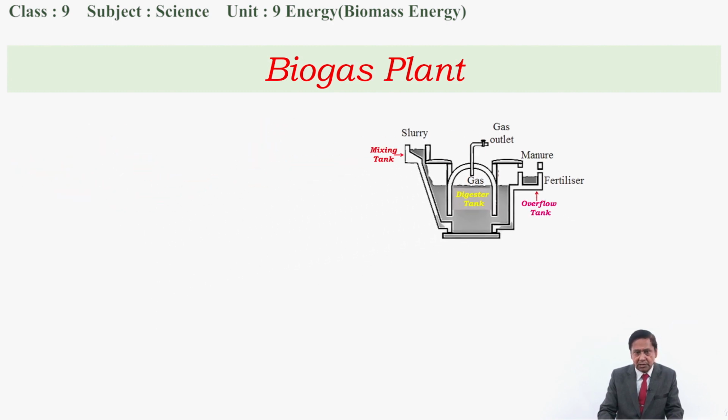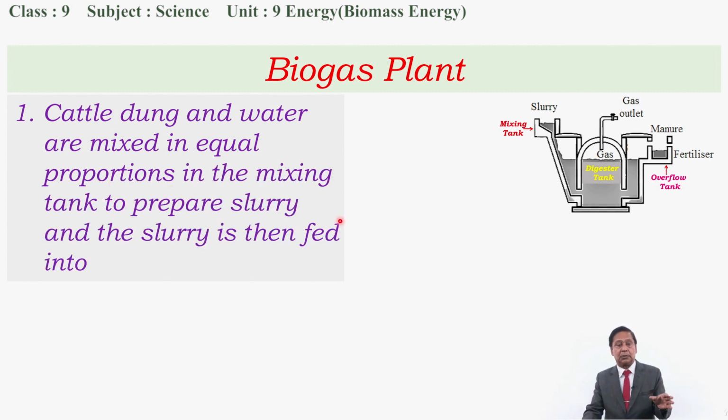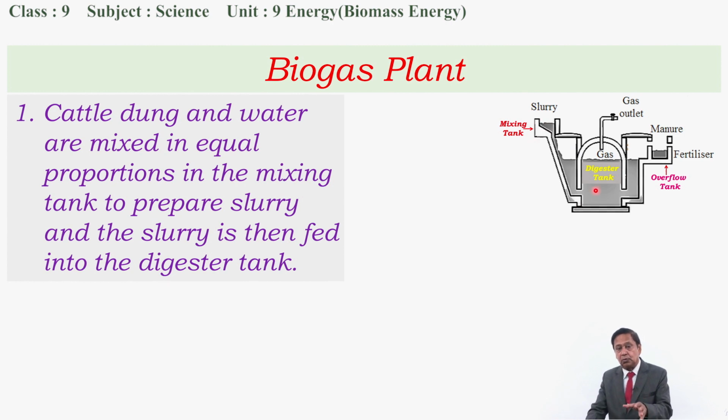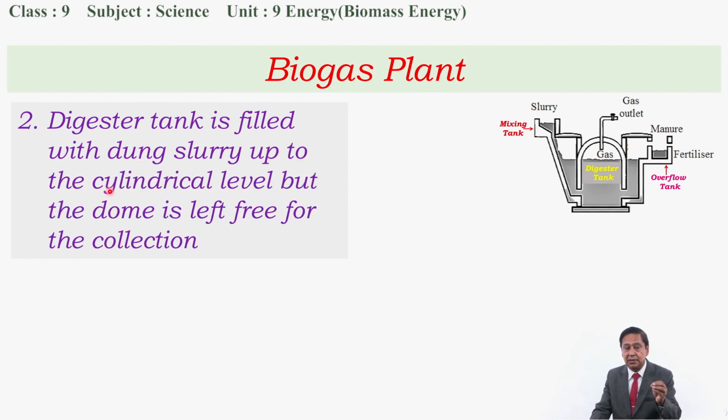Okay, let's make it at one side. Now first what we do, cattle dung and water are mixed in equal proportion in the mixing tank to prepare slurry, and the slurry is then fed into the digester tank. We are feeding slurry from this mixing tank to the digester tank, and then the digester tank is filled with dung slurry up to the cylindrical level, but the dome is left free for the collection of biogas. This dome-shaped part is not filled with slurry. When the circular part starts, we stop feeding the slurry.